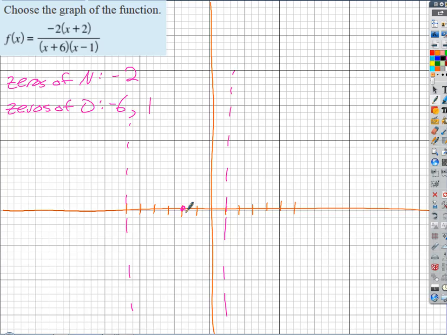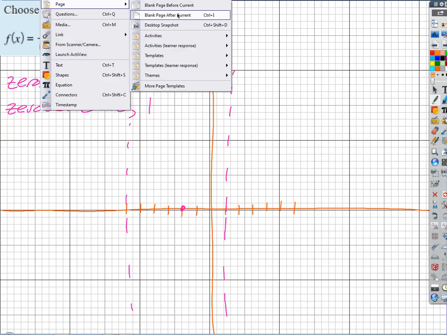I think we need to take a second and review that. Let's do that. I just don't feel like we're totally 100% clear on that. So let's look at the end behavior.